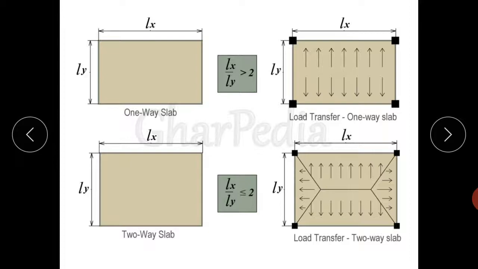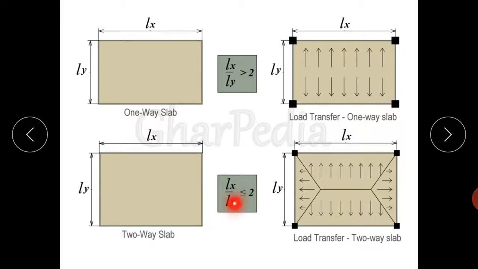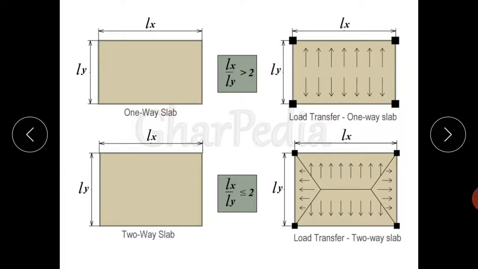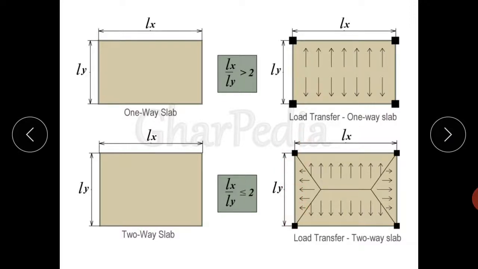If Lx upon Ly, that is the ratio of two adjacent sides, is greater than 2, then that slab is known as one-way slab. If the Lx upon Ly ratio is less than 2, that slab is known as two-way slab. Load transfer in one-way slab is this. If we assume this center line, then half of the portion will be transferred to this beam and half will be transferred to this beam. And for two-way slab, this beam will be carrying a triangular load and this will carry a trapezoidal load.